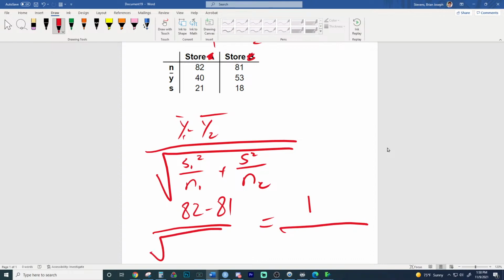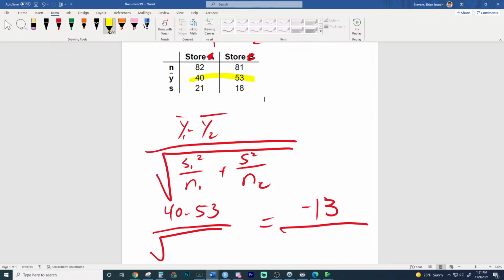So that's going to be the square root of, and then we have the standard, oh my gosh, I chose the wrong means. That's the sample size. That was almost a big error. 40 minus 53. Those are the sample means. And that's negative 13. So the difference between the means was negative 13.